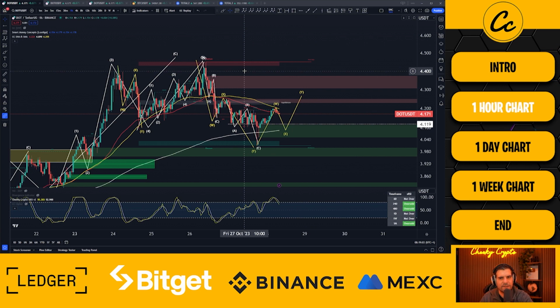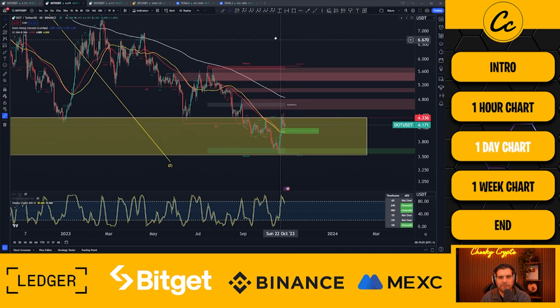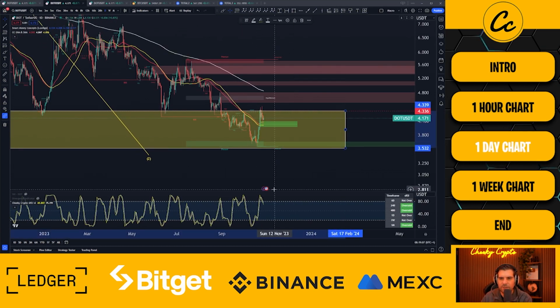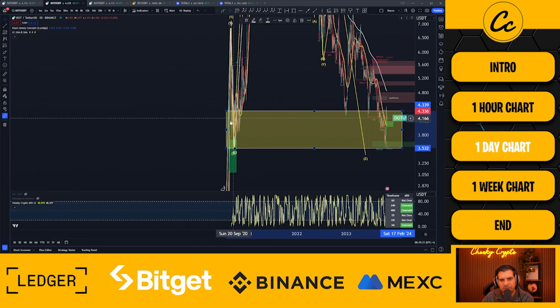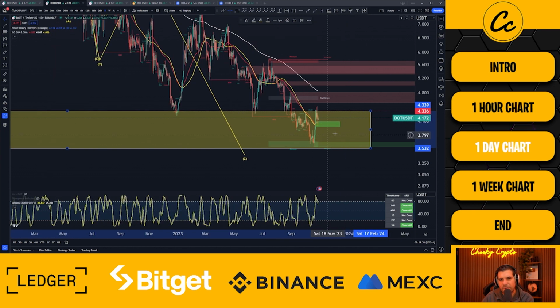So let's move over into the daily time frame, where we can see we had this great accumulation zone between $3.532 and $4.339, and it's worked out really well. We tapped down on the lower side of this on the 19th of October. So the 19th of October was our bear market low point for Polkadot, and that was a low of $3.562. As you can see, this previous area of support has turned back into support here.